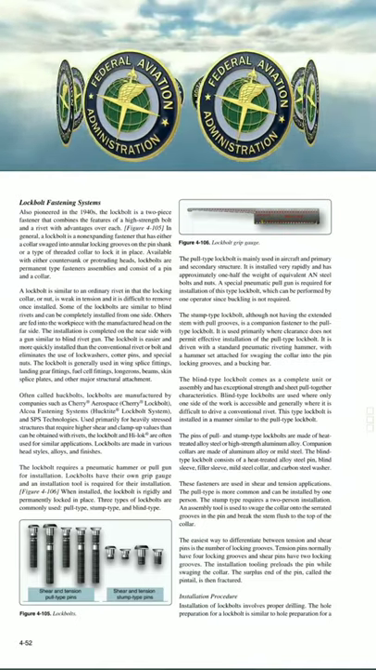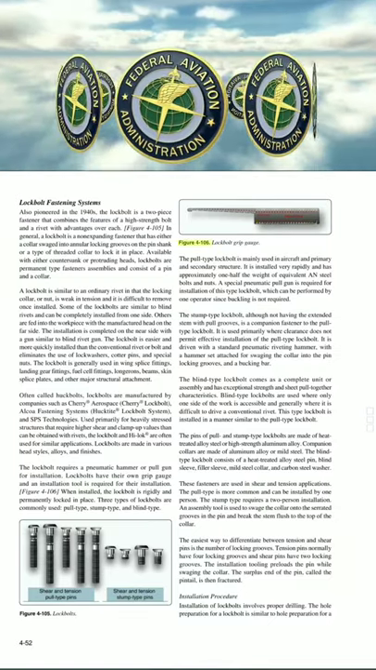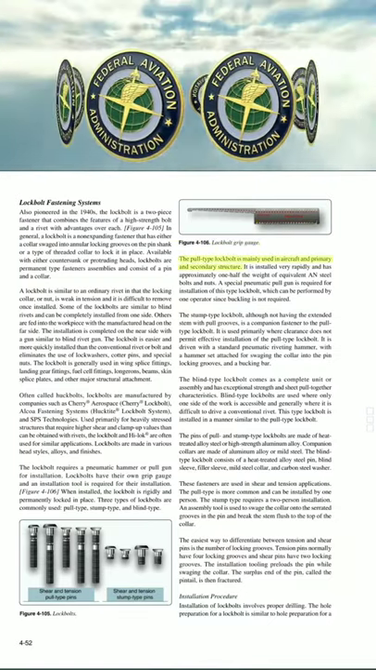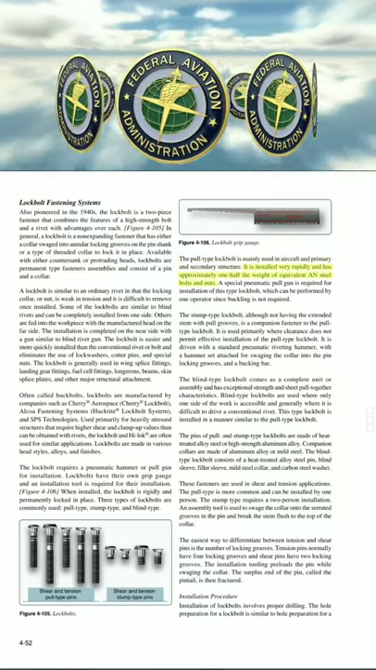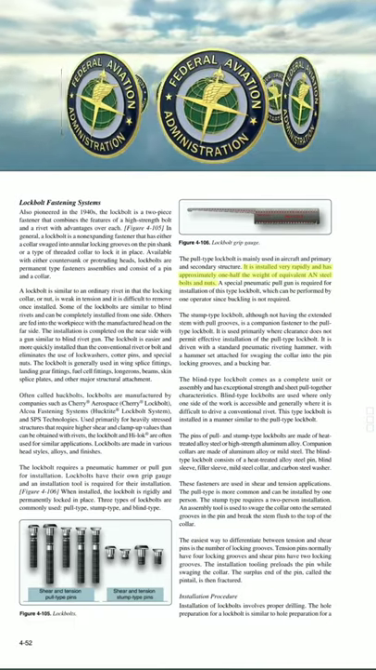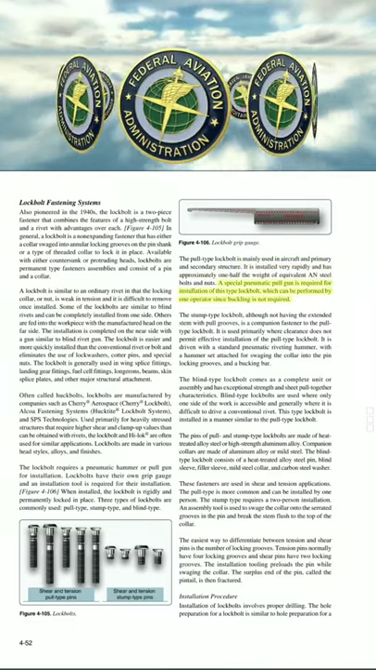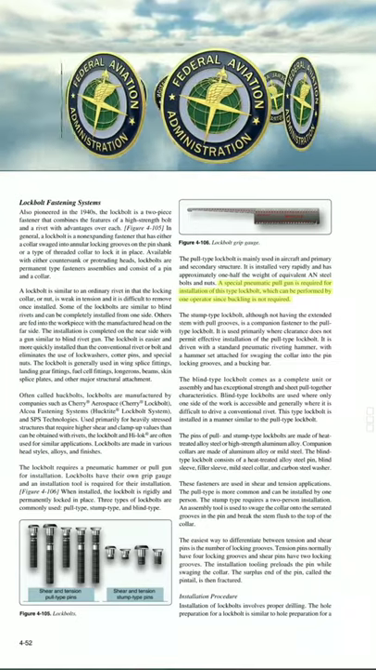Figure 4-106. Lock bolt grip gauge. The pull type lock bolt is mainly used in aircraft primary and secondary structure. It is installed very rapidly and has approximately half the weight of equivalent steel bolts and nuts. A special pneumatic pull gun is required for installation of this type of lock bolt, which can be performed by one operator, since bucking is not required.